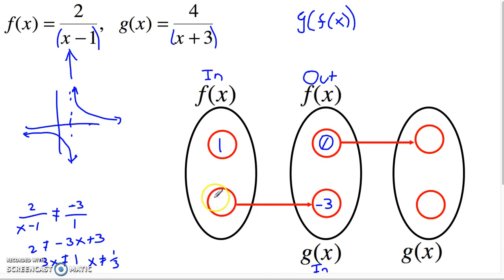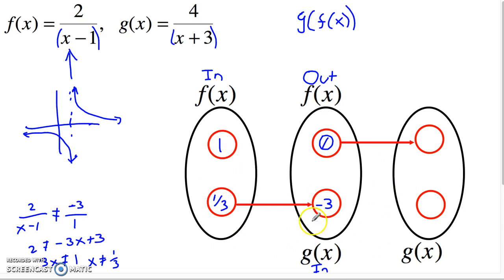So what do I have to do? I have to take 1/3 out of the domain of f of x, right? So I can't allow a 1/3 to go in there. So now there's two values that I have to pull out of my function's domain. I have to pull out the 1 because 1 causes a problem with f of x. I have to pull out the 1/3 because 1/3 produces a negative 3 once it comes out of f of x, and that's going to cause a problem for g of x. So now we've got the domain taken care of.